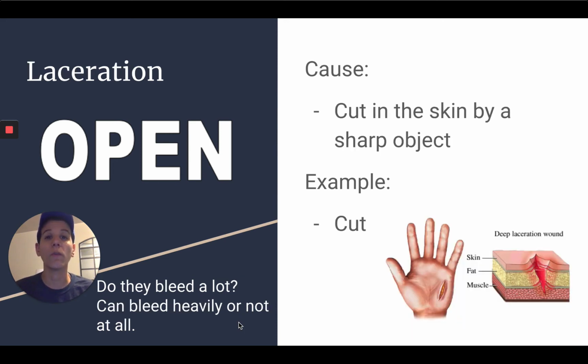Another type of open wound is a laceration. It's a cut in the skin by a sharp object. If you cut yourself while you're cutting, maybe cutting vegetables or something like that, you can see in the picture. And with a cut or a laceration, a person can bleed a lot or not as much at all.